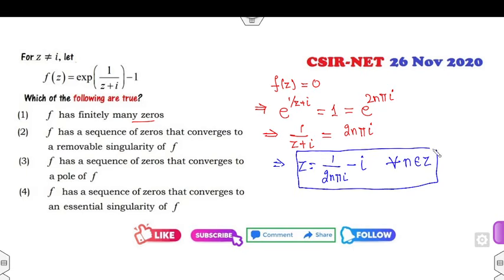Clearly, it has infinitely many values, but he said finite values. That's a wrong answer. The sequence of the zeros converges. So can you find the limit point? The limit point will converge to minus iota.